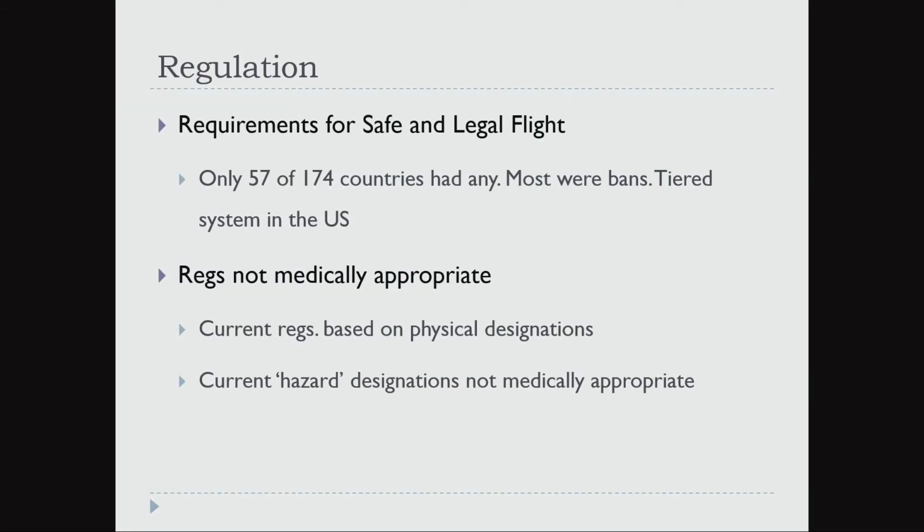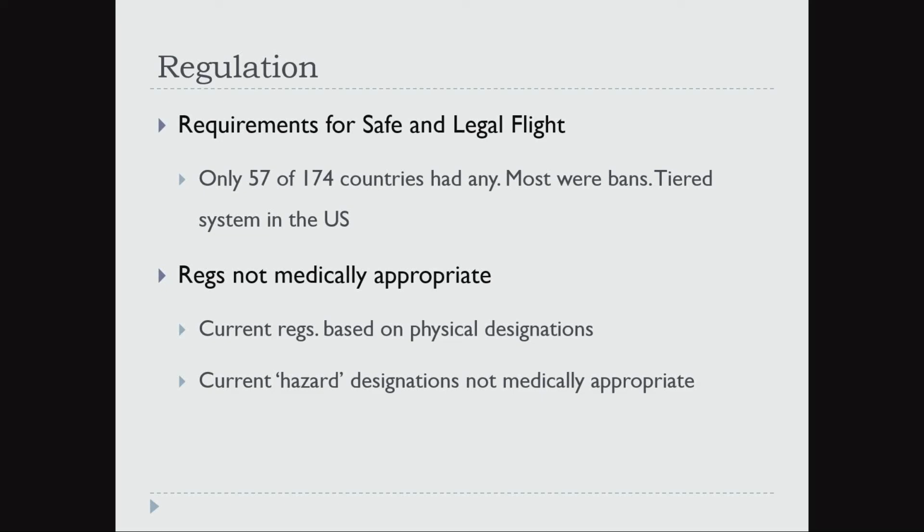Okay, that was engineering. And then last but not least, regulation. So only 57 of 174 countries have any regulations about drones. And most of them are outright bans. And in the US, we have a tiered system where drone flights are banned, except if they are within line of sight, so you can see the drone at all times while you're flying it, and if you're not flying over people. Now, hospitals have to be next to people because that's the whole point. And if you can only fly where you can see, then you might as well walk there, right? So it's not really practical.